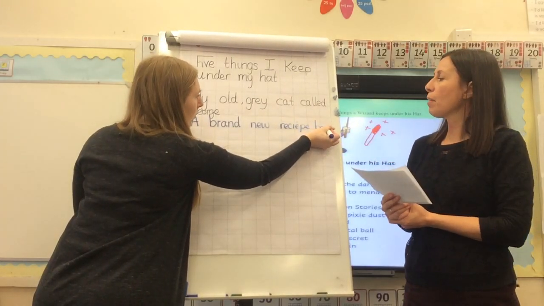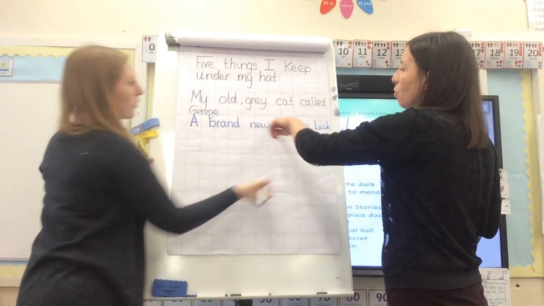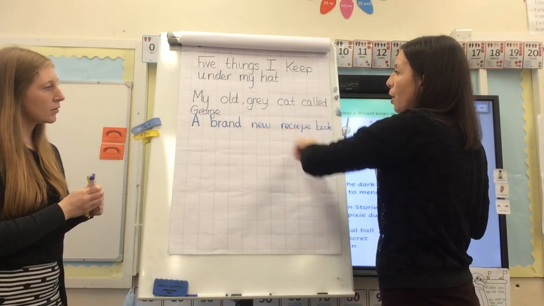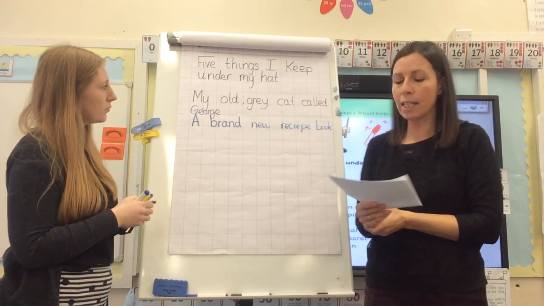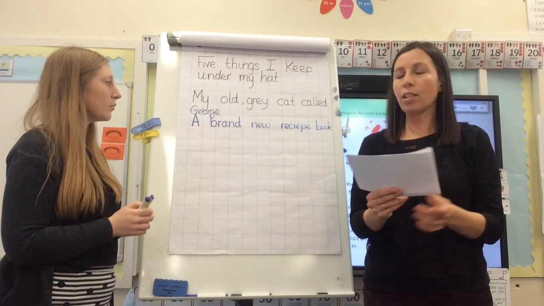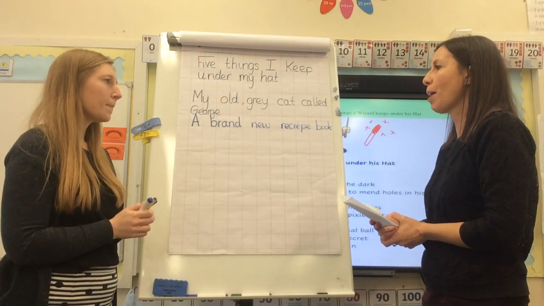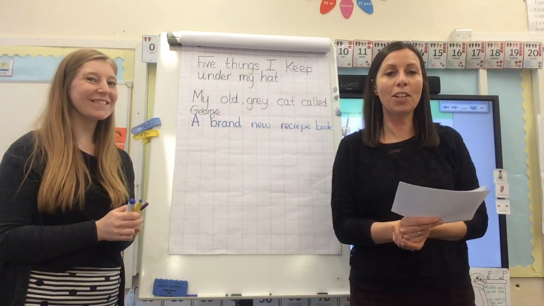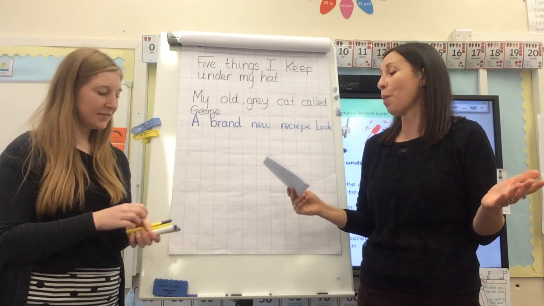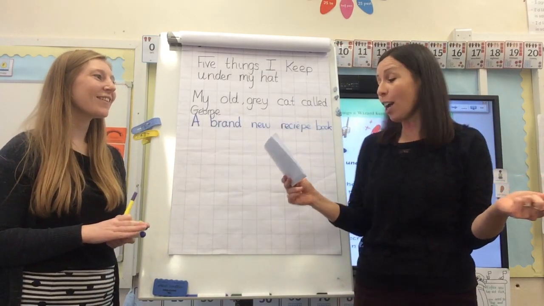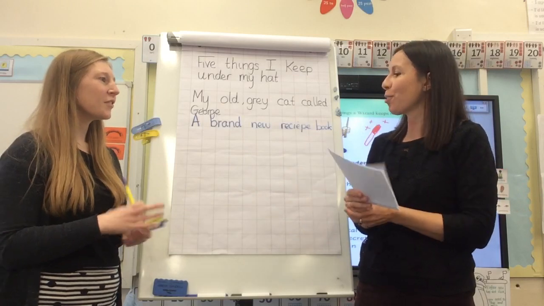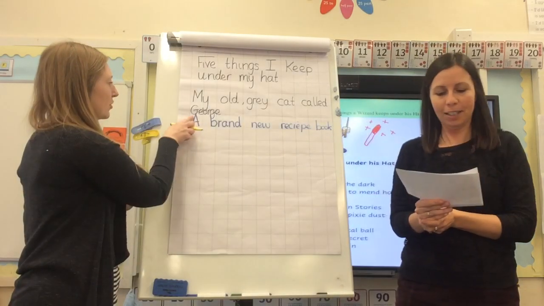And can you see how I've used some adjectives to describe the book? Brand new. Just like I did with the old grey cat called George, okay? So, my third idea, you know how I love swimming, don't you? Everybody know how I love swimming? Well, I've got to put my favourite swimming costume under my hat, just in case I need to go. So, my favourite swimming costume is my third idea. My favourite swimming costume. Yeah.